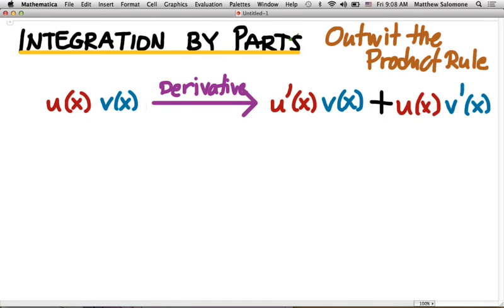The product rule says to take the derivative of a product of two functions, we end up with a derivative that has two terms. It's got a plus in it. In one of those terms, one of the factors gets differentiated, and one of them gets left alone. And in the other term, it's the other way around. So the derivative of u times v is the derivative of u times v plus u times the derivative of v.